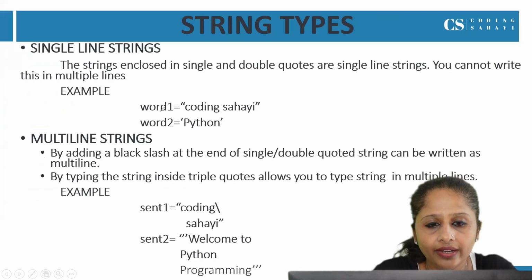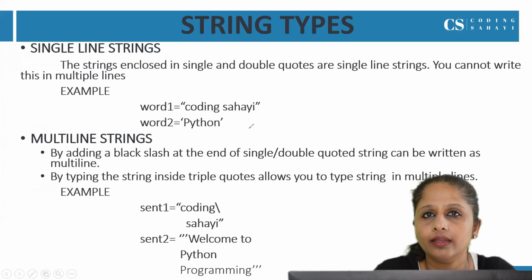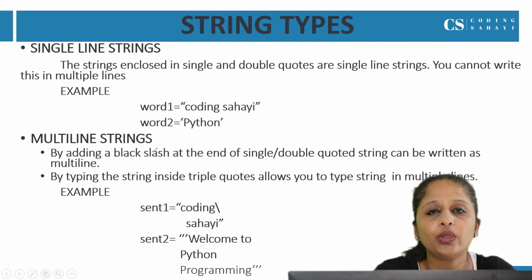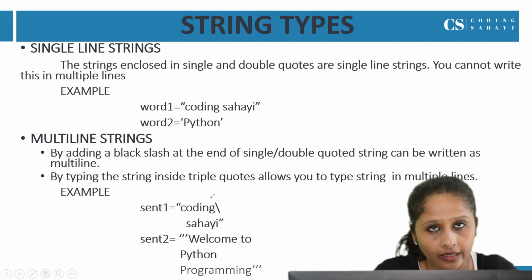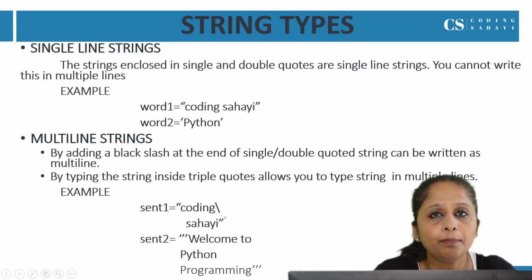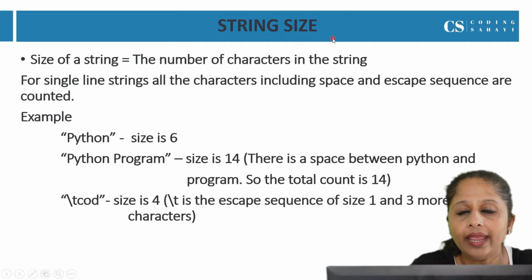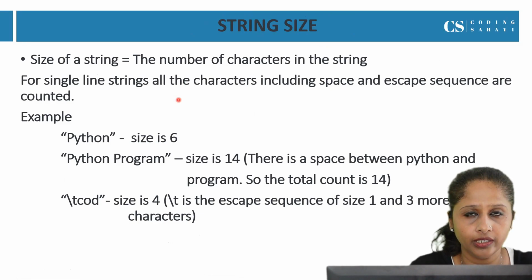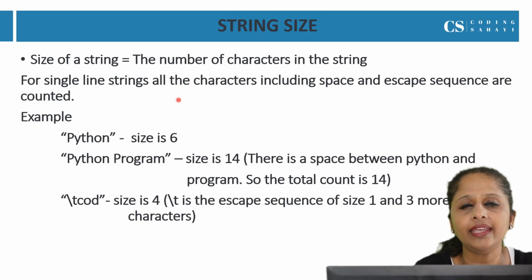So single line strings must be written inside double quotes or single quotes, and you cannot write them in 2 lines. Multi-line strings you can write in multiple lines either using triple quotes or using backslash at the end of each line. Next we have string size, that is what is the size of the word we are printing or what is the size of the string literal.